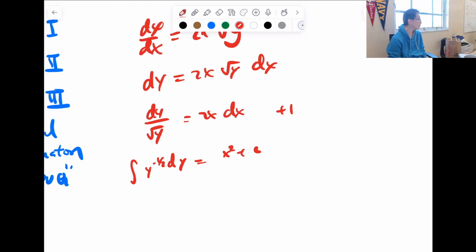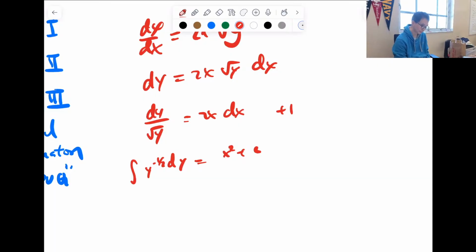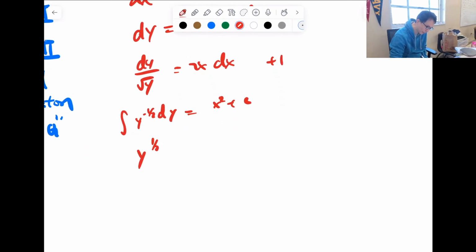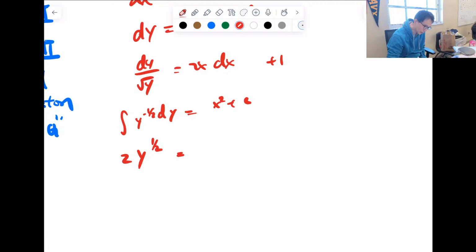I have a really dumb question. Instead of doing the square root of y, is it okay if I put y to the 1/2? I know it's the exact same thing. Yeah, it's the same. But you have to move it to the negative 1/2. Not only that, you have to move it to negative 1/2 in order to take the integral. So that's going to give you y to the 1/2 over 1/2, which is 2 y to the 1/2, equal to x squared plus c. Is that okay?